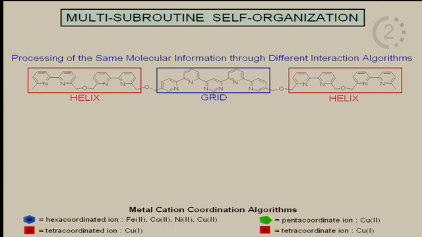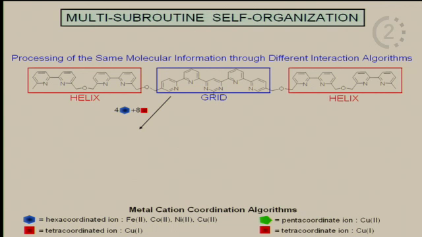This helix, grid, helix. So you have, like in a program, 2 subroutines. One subroutine is a helix forming, double helix forming. The other subroutine is a grid form. Now what is this molecule going to do? Sort of frustrated thing, doesn't know really. What can one do?